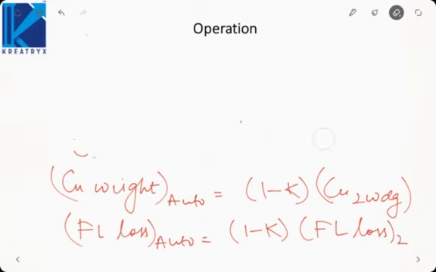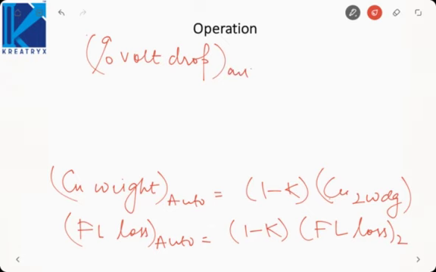Similarly, voltage drop. Since the copper requirement is less, the winding resistance will be less, and since the winding resistance is lesser, the voltage drop will also be less. So the percentage voltage drop in an auto transformer is 1 minus K times the percentage drop in the two winding transformer. Because the copper requirement is lesser, the resistance of the copper winding will be lesser, so the voltage drop will also be less. Next is kVA rating.